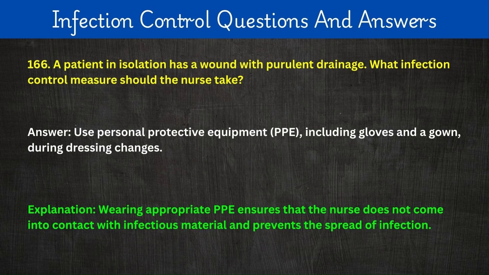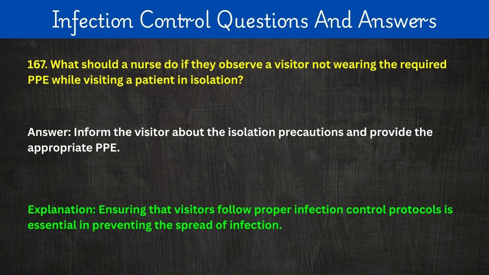of infection. 167. What should a nurse do if they observe a visitor not wearing the required PPE while visiting a patient in isolation? Answer: inform the visitor about the isolation precautions and provide the appropriate PPE. Explanation: ensuring that visitors follow proper infection control protocols is essential in preventing the spread of infection.